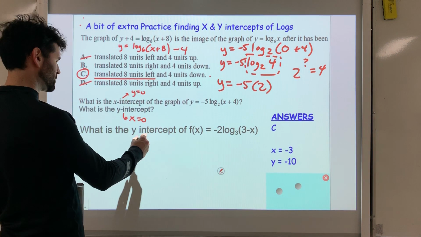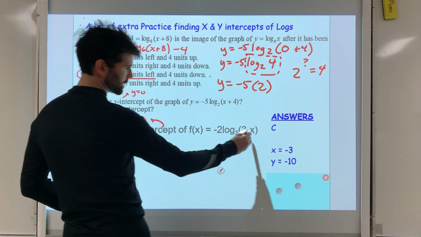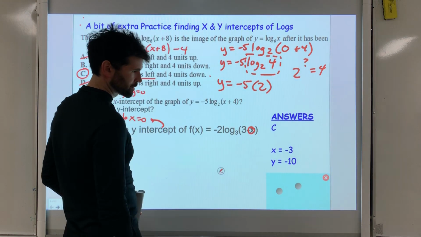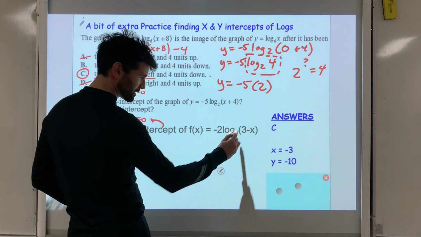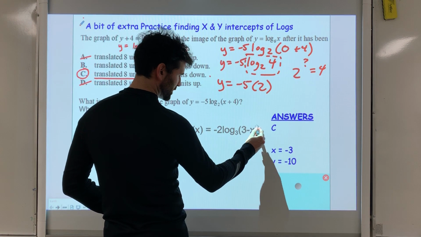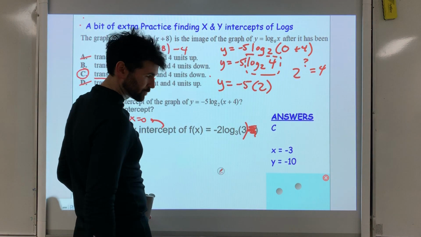Okay, what is the y-intercept of this one? Okay, so y-intercept again means x equals 0. So I'm going to go in here, and that's going to be a 0. Maybe I shouldn't do that. It's going to be 3 minus 0, which just ends up giving me 3, right? 3 minus 0 is 3.